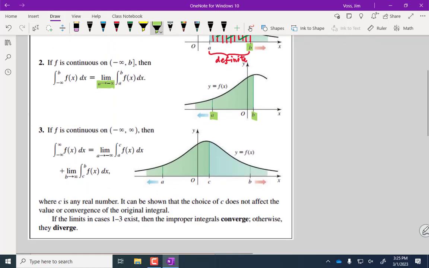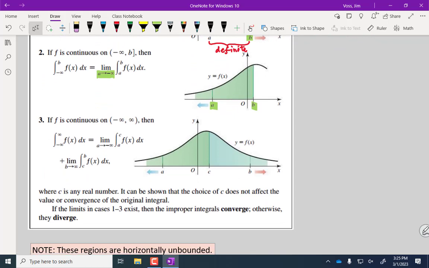And if we have a double tail, it's tempting to say, let's just integrate from negative a to a and let a go to infinity, but you cannot do that. What you have to do is break it apart somewhere convenient. Typically we break it apart at 0, but it doesn't matter. So what we're going to do is think about this as two different improper integrals.